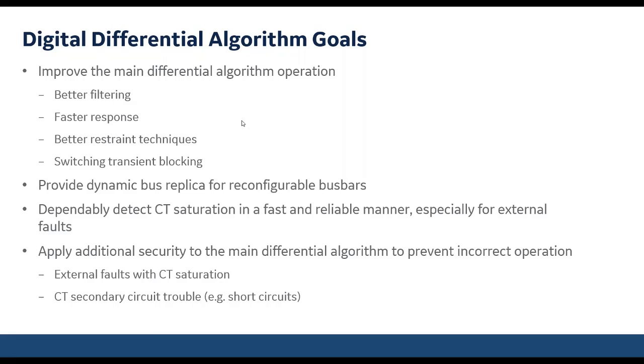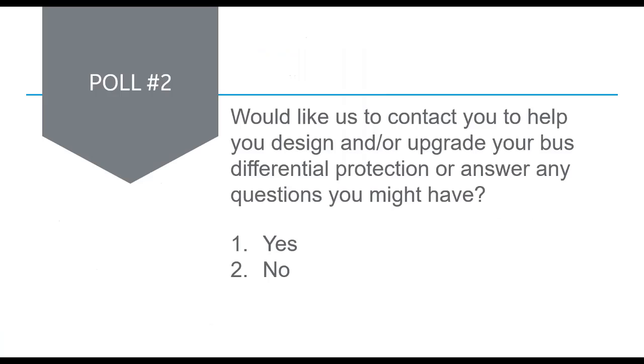So what do we talk about when we talk about a differential algorithm? When we develop a differential algorithm, what are the goals? Obviously, we want good response, right? We don't want it to operate for fast transients or anything like that. Fast operation time, high speed, subcycle, the better. Good restraint techniques so that we can reduce or eliminate issues from CT saturation, and provide dynamic bus replica. All of our microprocessor bus differential relays have all of these capabilities. In addition, we have an additional advanced algorithm for dealing with CT saturation.